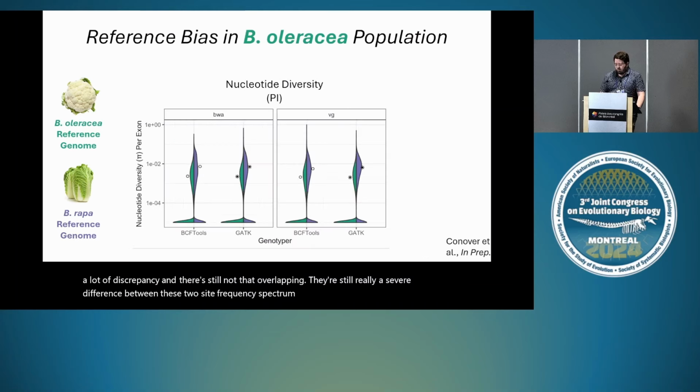And maybe a better way to quantify this is, instead of looking at the frequency spectra, looking at nucleotide diversity estimates. So here I'm showing the nucleotide diversity when using BWA or VG, and whether we're using BCFtools or GATK for the SNP calling. And notice that the y-axis here is a log scale. So the average nucleotide diversity here for every exon is indicated by the dots. And this is a twofold difference in estimation of the nucleotide diversity, which means you can't learn anything about these populations with this messy data.